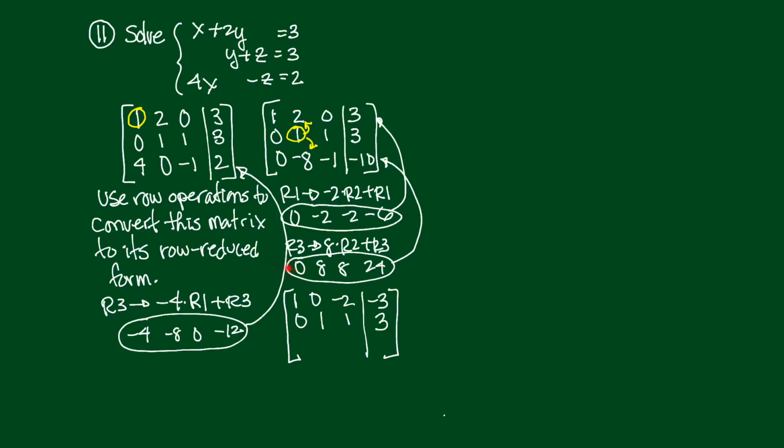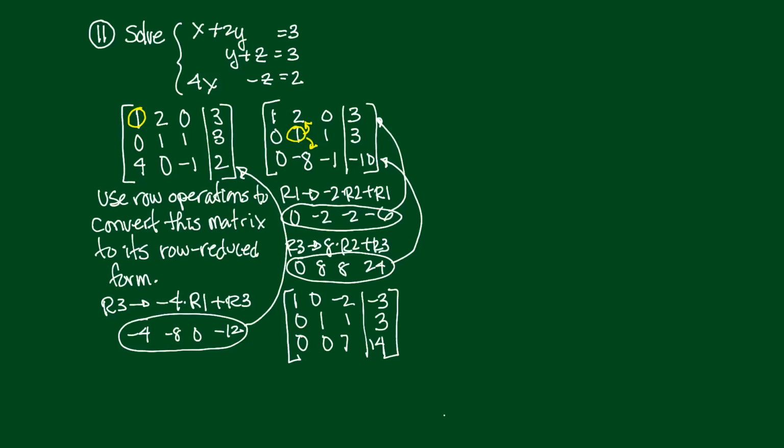So component-wise, first and first, 0 plus 0 is 0. Then negative 8 plus 8 is 0. Then negative 1 and 8 is 7. And then negative 10 and 24 is 14.